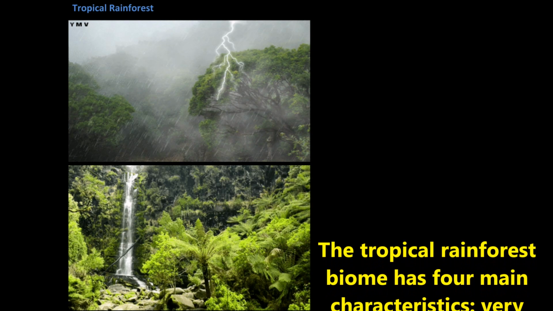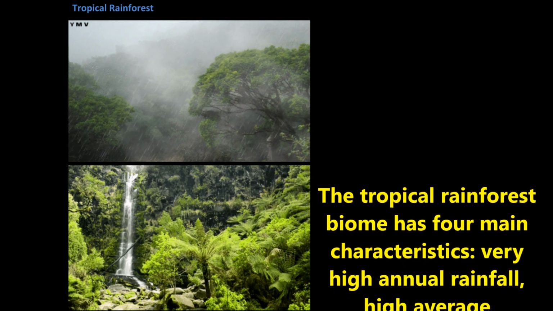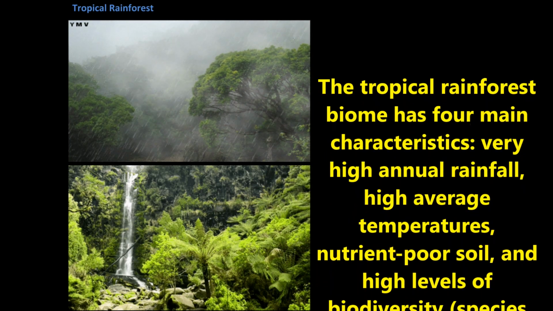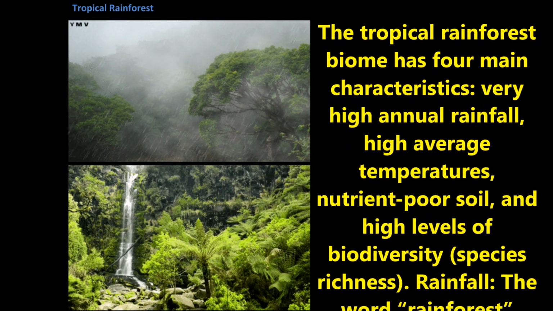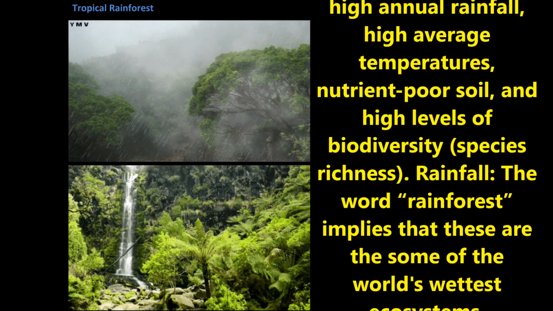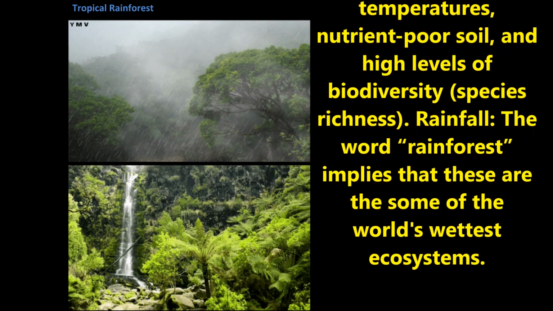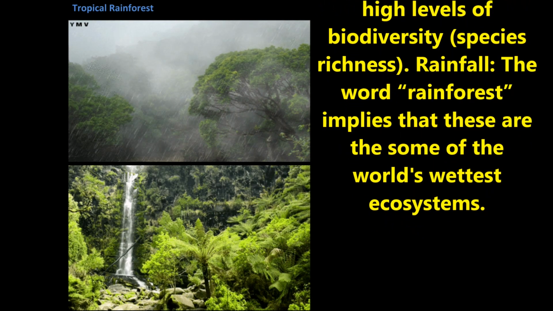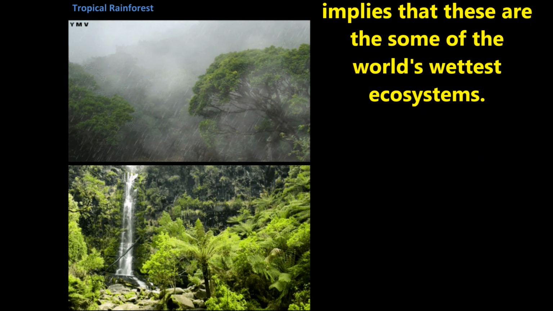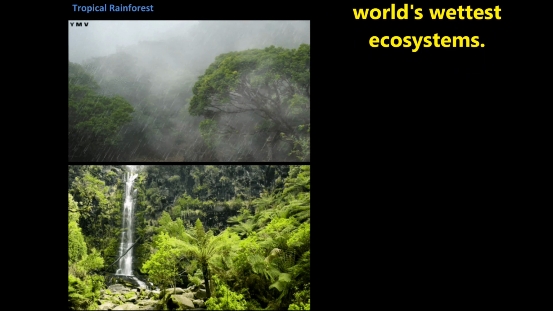Now let us discuss the tropical rainforest ecosystem. The tropical rainforest biome has four main characteristics: very high annual rainfall, high average temperatures, nutrient-poor soil, and high levels of biodiversity. The word rainforest implies that these are some of the world's wettest ecosystems.